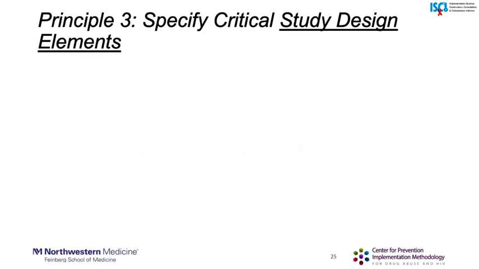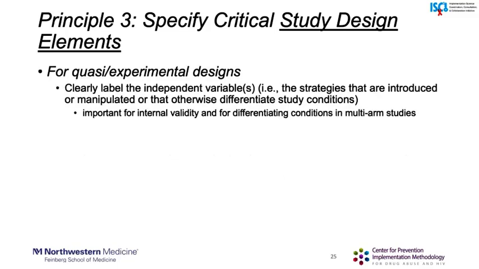Another aspect of specifying the critical study design elements has to do with the actual type of study design. So I'll give a few examples here. For experimental designs and quasi-experimental designs, you want to clearly label the independent variables, which means the strategies that are introduced or manipulated or that otherwise differentiate the study conditions. Sometimes the actual format of the IRLM, as I mentioned before, like the comparative implementation studies, the way that is actually designed allows you to do this without labeling them in any other manner. So you break the boxes apart to be able to show here's the differences between the arms. This is really important for internal validity and for differentiating conditions if you have a multi-arm study.